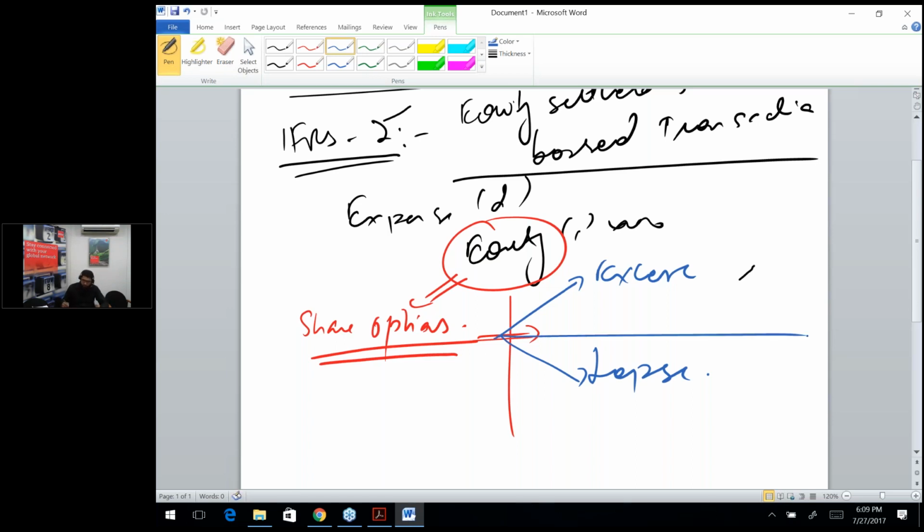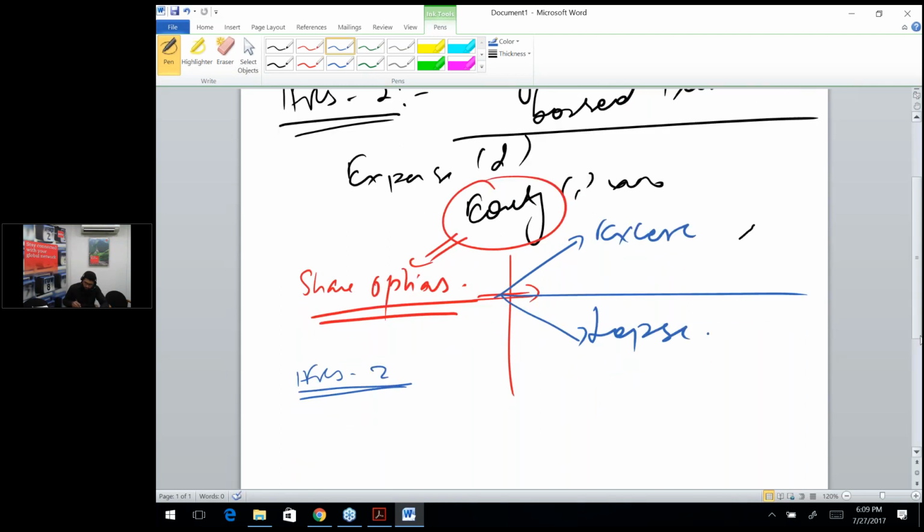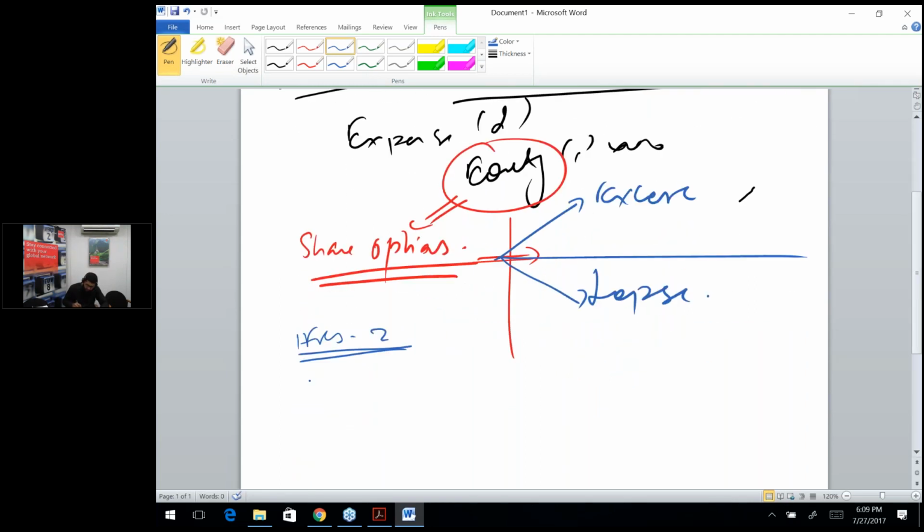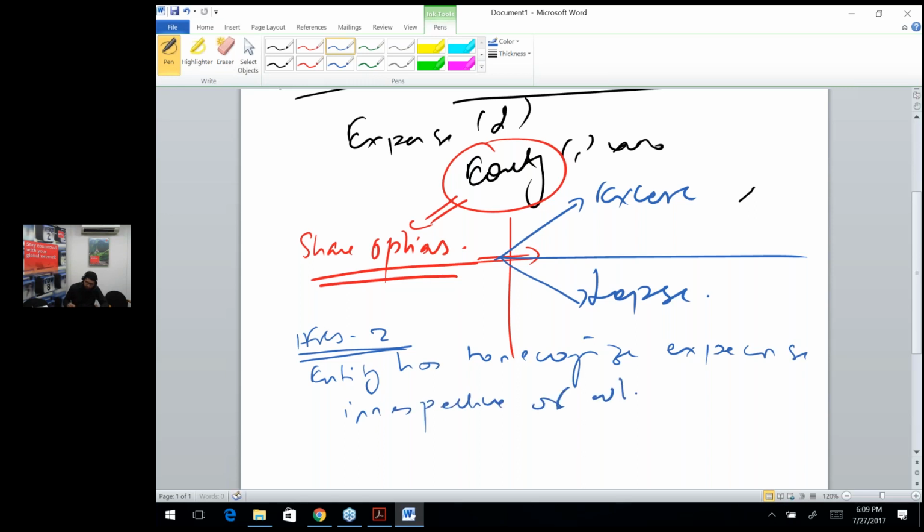Now, IFRS 2 says that the entity has to recognize the expense irrespective of whether the option will be exercised or not.